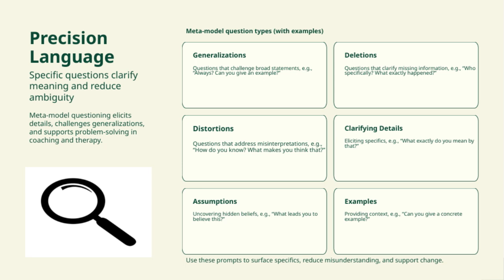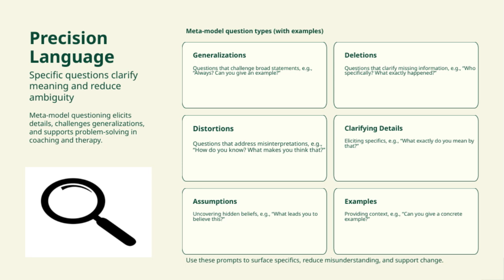to avoid ambiguity. Addressing distortions means questioning misinterpretations. Questions like, "How do you know? What makes you think that?" help challenge assumptions. Deletions refer to missing information, so asking, "Who specifically, what exactly happened?" can fill in gaps. And when broad statements are made, challenging generalizations with questions like, "Always, can you give an example?" keeps the conversation grounded.